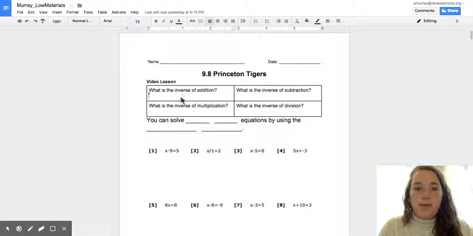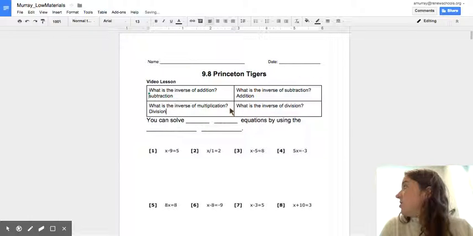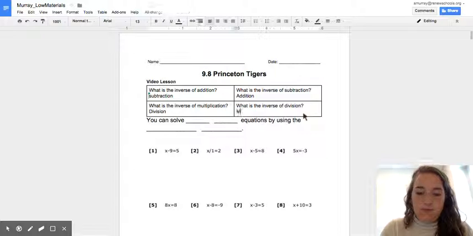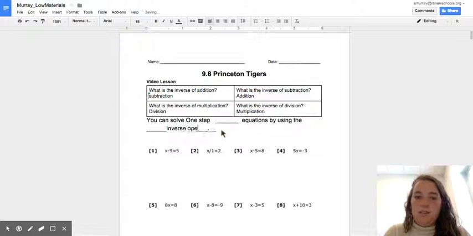So first, really quickly, let's go through the inverse of all the operations. What is the inverse of addition? Right, it's subtraction. What is the inverse of subtraction? Addition. What is the inverse of multiplication? Division. And then what is the inverse of division? Multiplication. In these blanks, you can solve one-step equations using inverse operations.